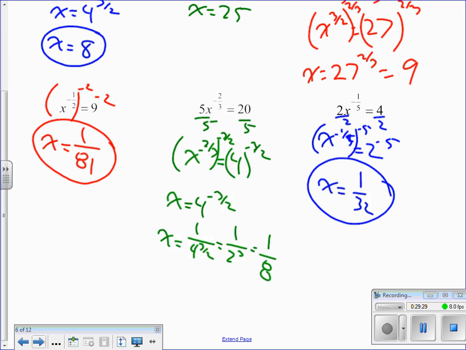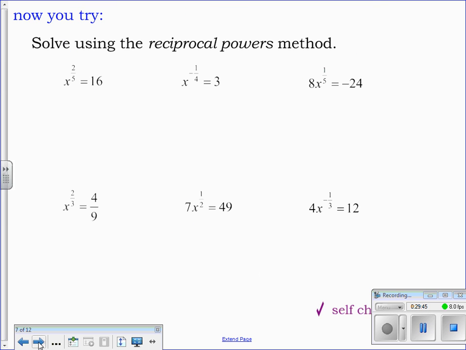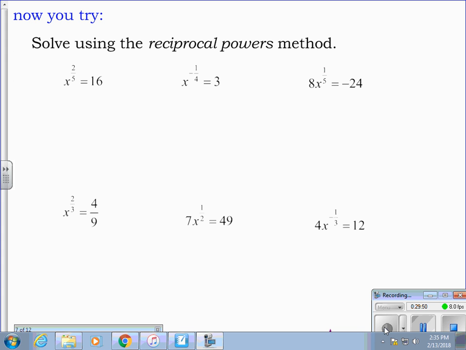It's not a difficult task. If you remember the rules of fractional exponents from Chapter 6, this is really easy. The idea is you get x to some power and then make that power of x 1. Okay, that's what reciprocal powers is all about. Your turn. Okay, let's do these so we can get to the last part, which is probably the most difficult.